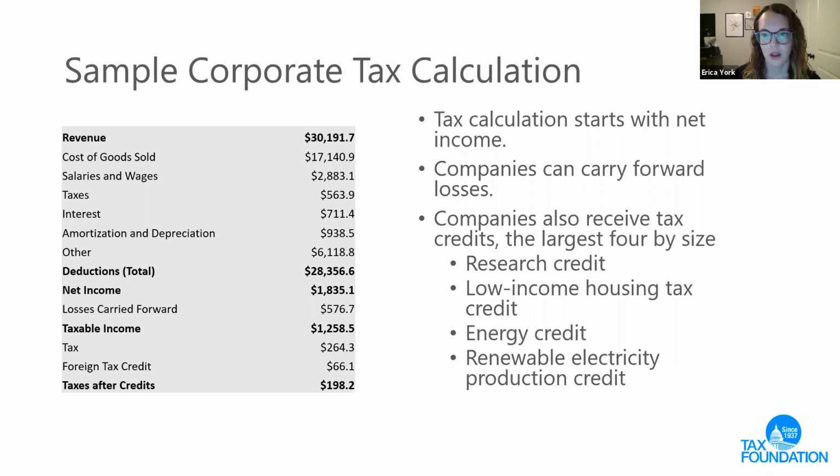So once you take care of loss carryforwards, you arrive at your taxable income. That's when you apply the 21% corporate tax rate to calculate your tax, and then you can offset that with tax credits similar to what we see in the individual income tax code. So the four largest tax credits by size that corporations take are the research credit, the low income housing tax credit, the energy credit, which can be on top of the research credit, and then a renewable electricity production credit. Those are the largest tax credits by dollar amount. We can go to the next slide.